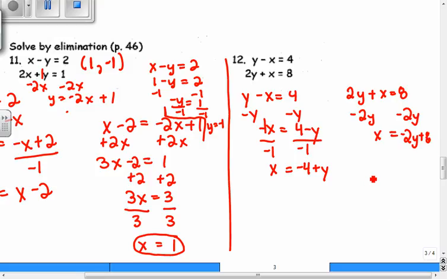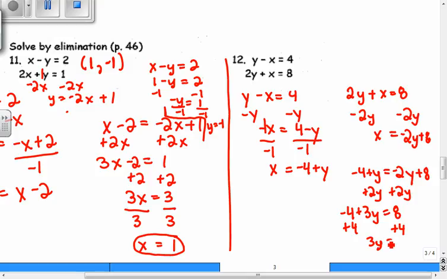Okay, now that we have them both equal to x, we're going to set them equal to each other. So negative 4 plus y equals negative 2y plus 8. Okay, get all of our variables on one side. So we're going to add 2y to each side. Negative 4 plus 3y is equal to 8. Add 4. 3y equals 12.